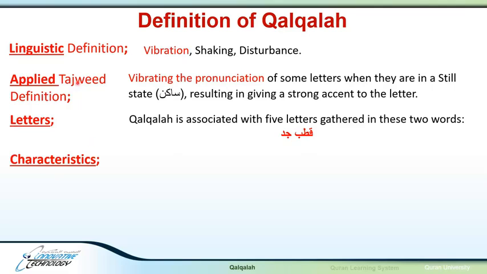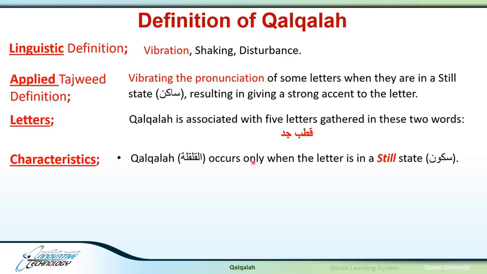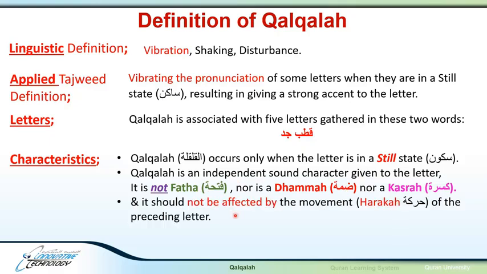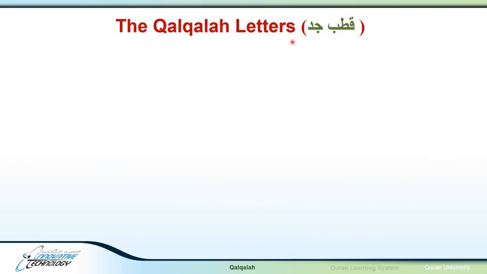Now we have to define a few characteristics related to Qalqalah. The first one is that Qalqalah occurs only when the letter is in the still state, when it is on sukun. The second characteristic is that Qalqalah is an independent sound characteristic given to the letter. It is not a fatha, nor a dhamma, nor a kasra, and it should not be affected by the movement, the haraka, of the preceding letter, nor the following one. Qalqalah itself, according to severity, can be classified into high, medium, or low, based on the level of severity of applying the Qalqalah.